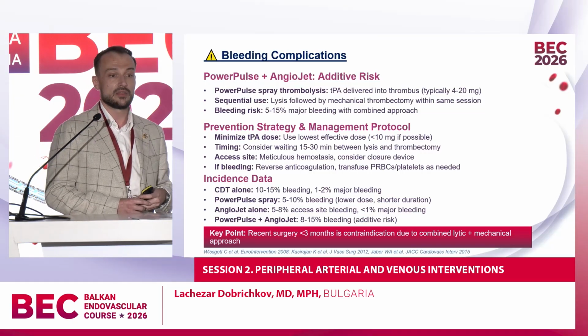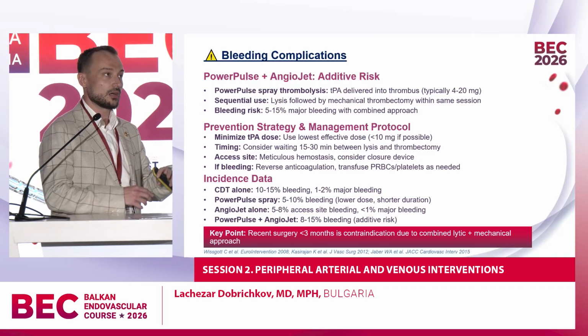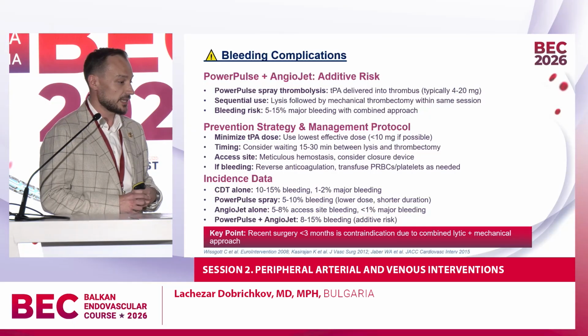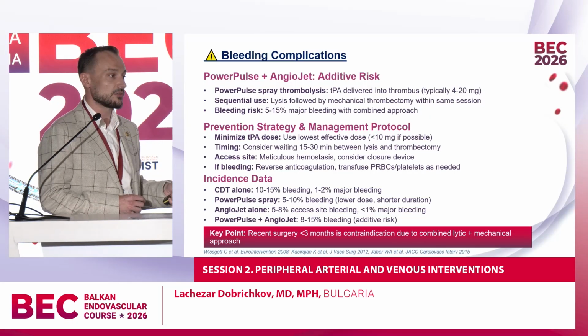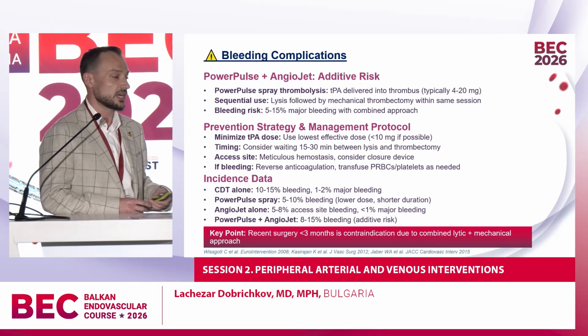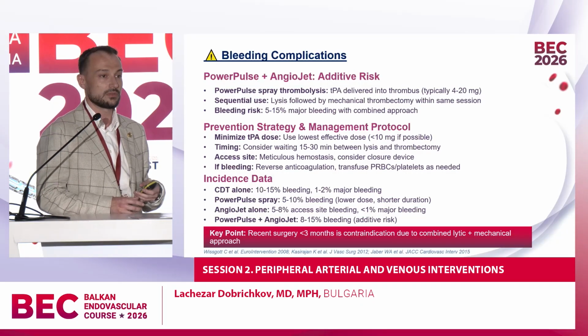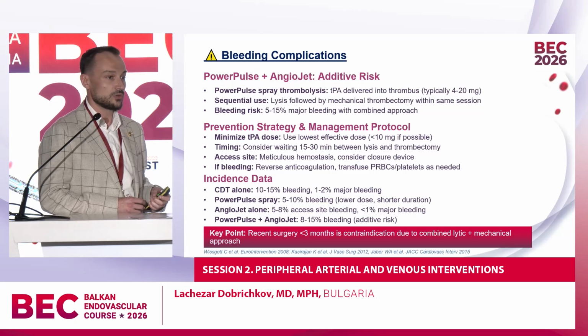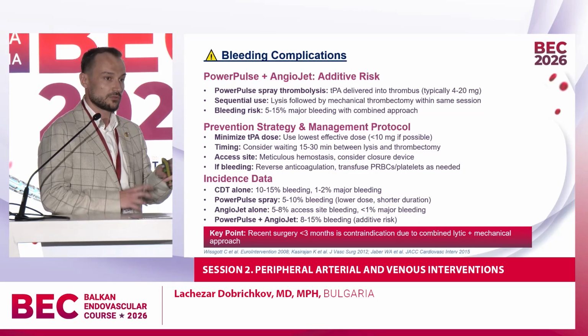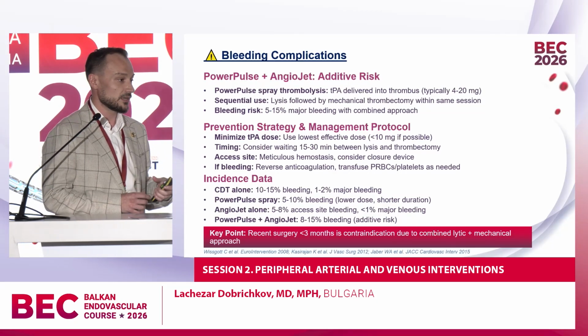Bleeding is another additional complication. It's outside of those three cascades. It's most common in the groin area at the puncture site, and it most often occurs when we use the power pulse. Power pulse is another option for those of you who never used AngioJet.